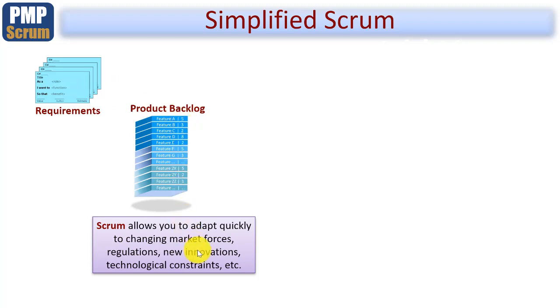Now, as you know, Scrum allows you to adapt quickly to changing market forces. Those are external forces, or regulations, or new innovations, or technological constraints. The list goes on. Also, of course, Scrum allows you to adapt quickly as you make some form of progress in your project, and you learn from that so that you can adapt quickly, getting regular and very early feedback.